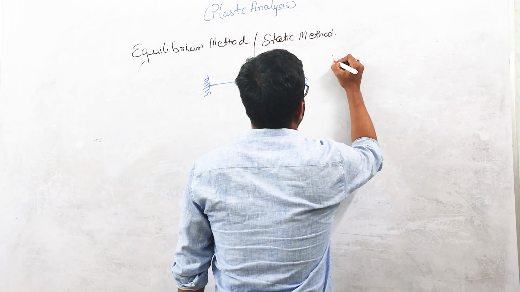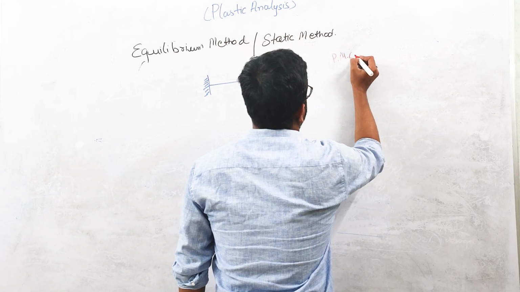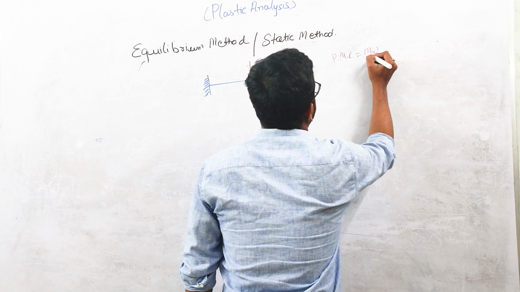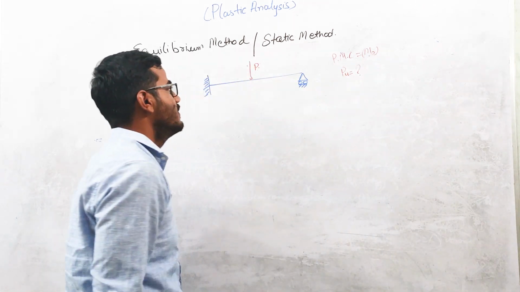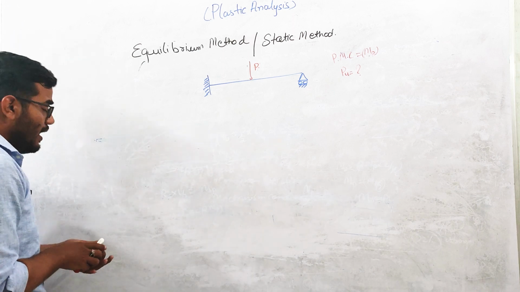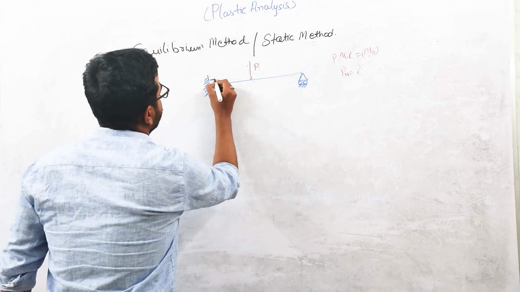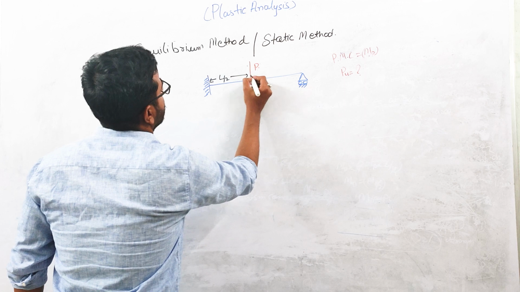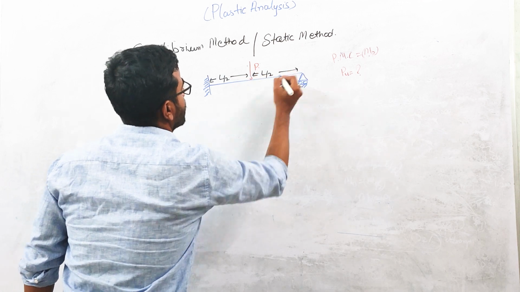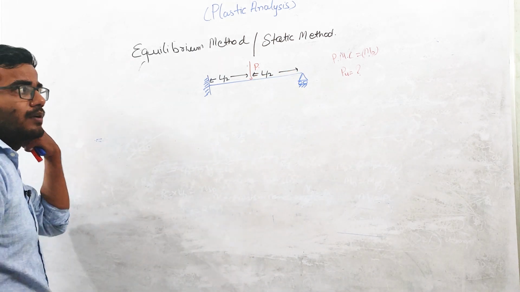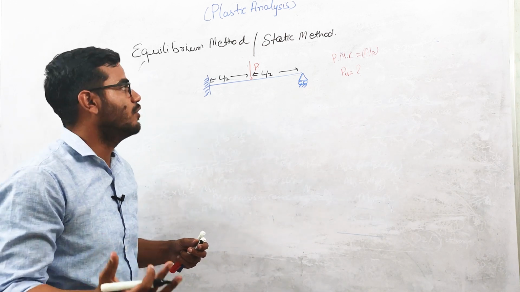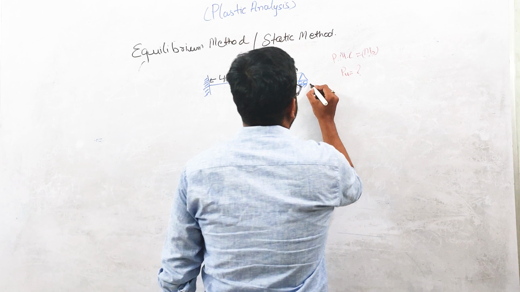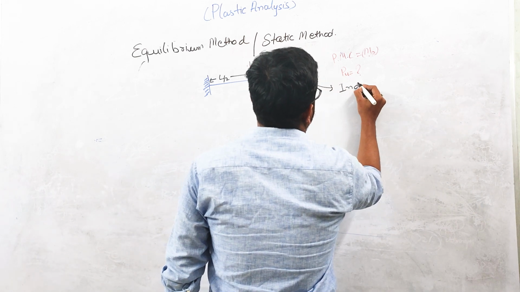The plastic moment capacity is basically Mp. You need to calculate the collapse load for this structure, and this distance is L by 2 and L by 2. This is a very important problem. It will give you a basic idea of how the static method or equilibrium method works in the case of an indeterminate structure, and this structure is indeterminate.